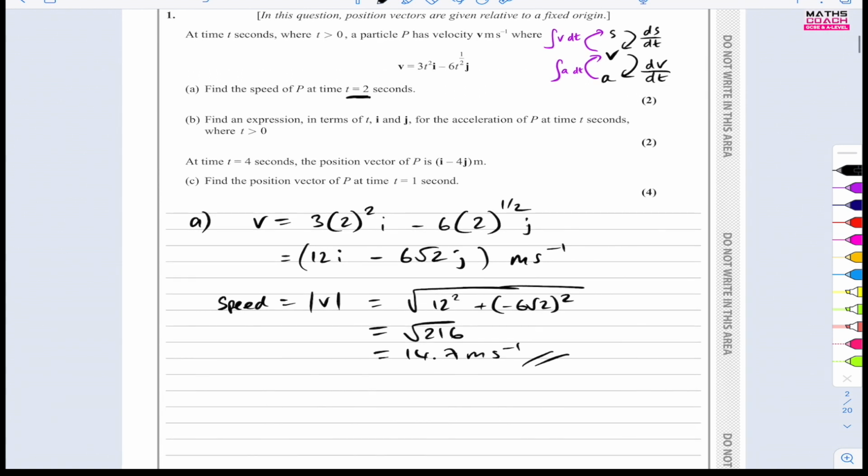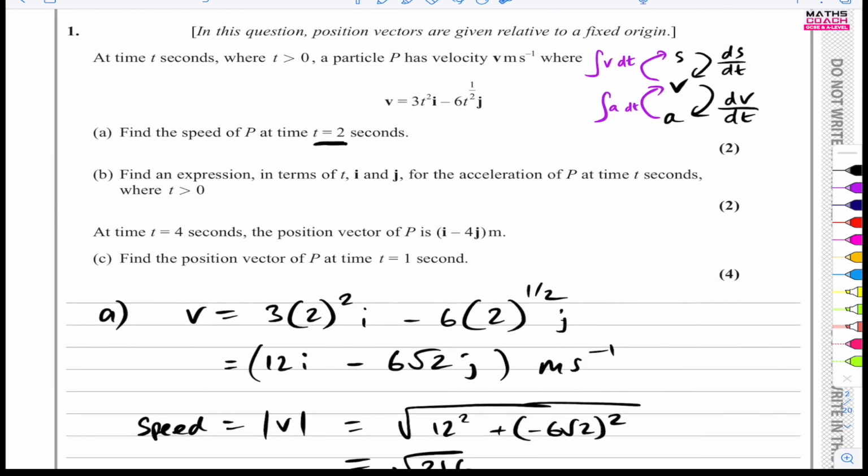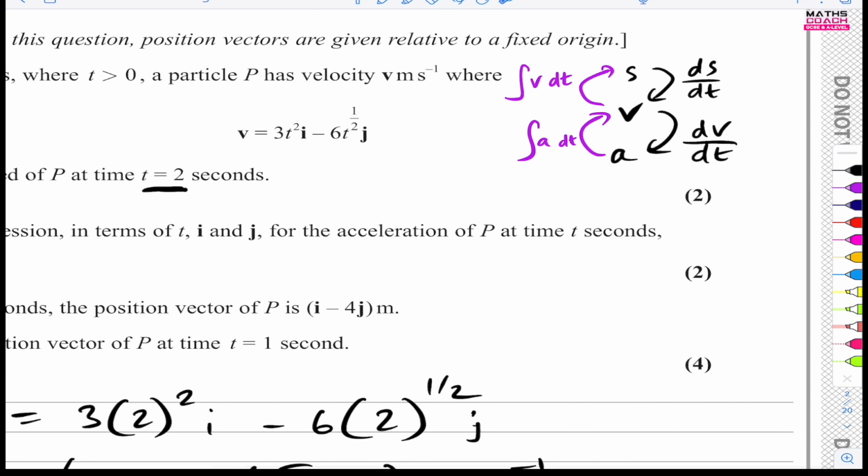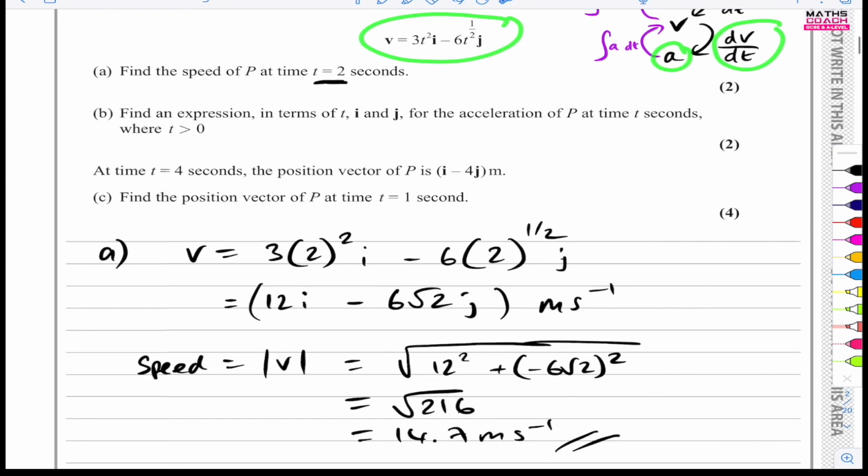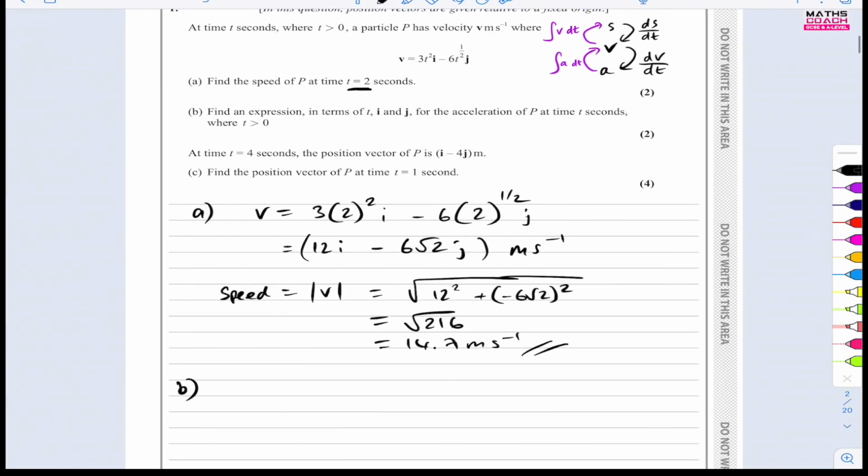All right, now, if we go on to part B, it says find an expression in terms of t, i and j for the acceleration of p at time t seconds, where t is greater than 0. So if we look back at this, we said that if you want to find acceleration and you've been given v here, you differentiate. So we're going to differentiate that, and we're going to differentiate it in that form. So let's write that down. So a is going to be found by the differentiation of v with respect to t.